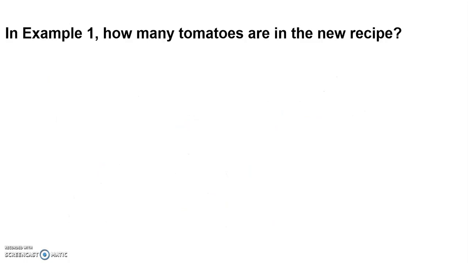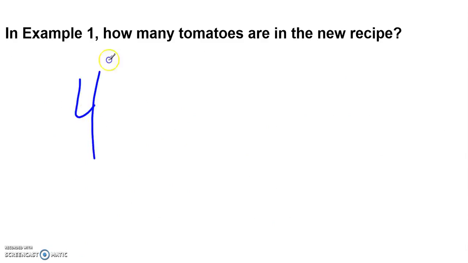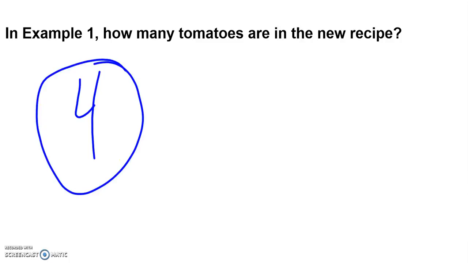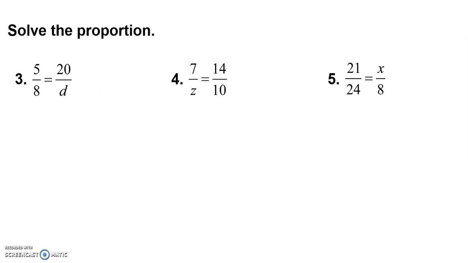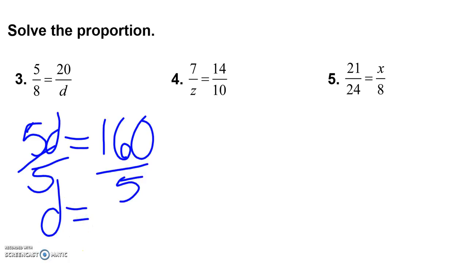In example 1, how many tomatoes are in the new recipe? Well, I don't know why it's asking that, but 4. 4 are in the new recipe, sir. Okay, and then now it says solve the proportion. So 5 times d, because we're cross multiplying, is 5d, and that equals 160. Divide by 5, divide by 5, d equals 32. Now I encourage you to plug that in for d and make sure that 5/8 does in fact equal 5/8 once you simplify this.